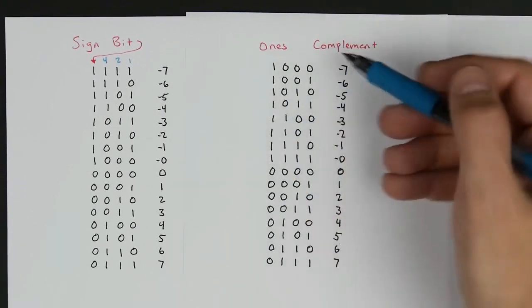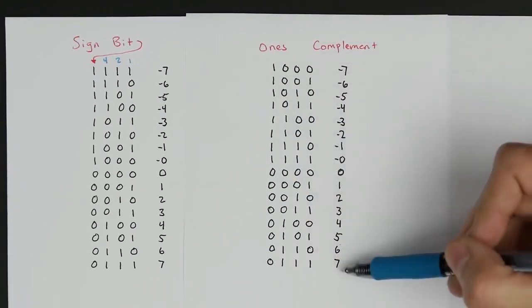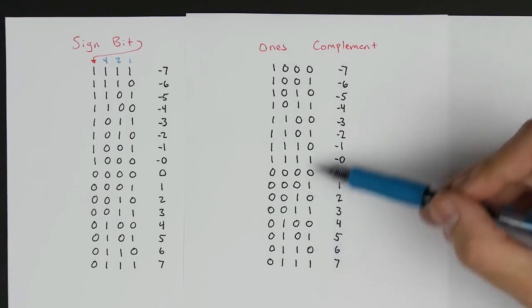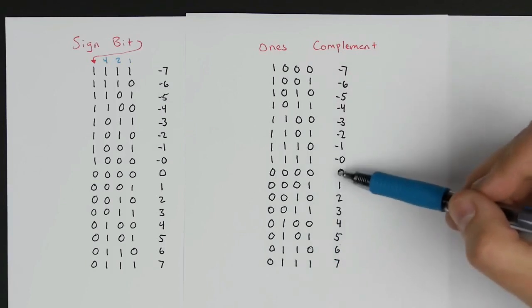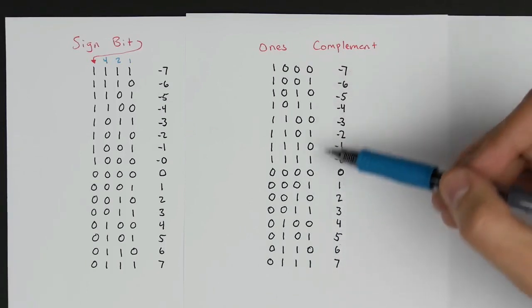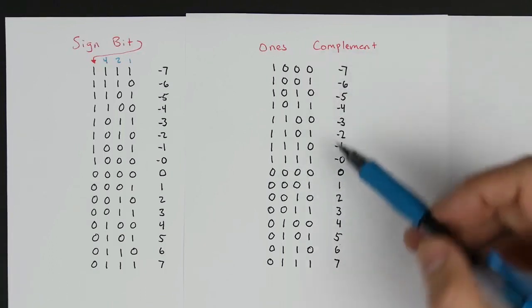This is called 1's complement. What this is, again, everything from 0 to 7 is the same as we saw before. And this first bit here is all zeros, so we know that these are all positive. But what we do for the negative numbers is we actually just flip all of the bits. We take the complement of all of the bits.